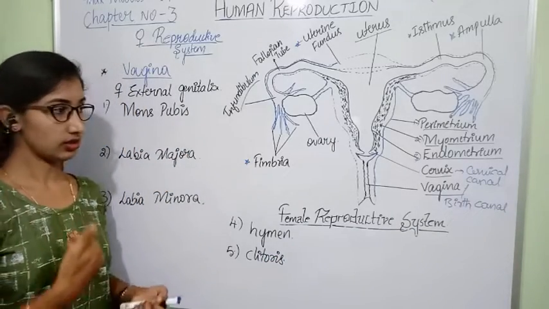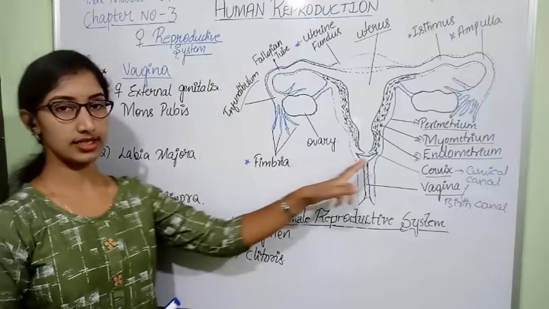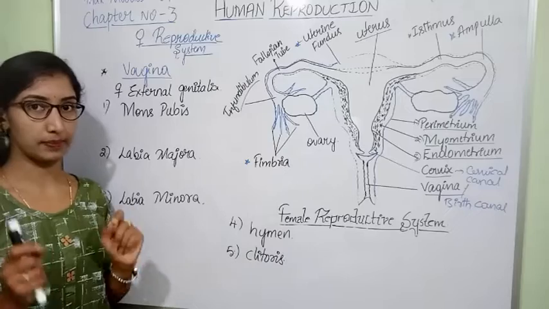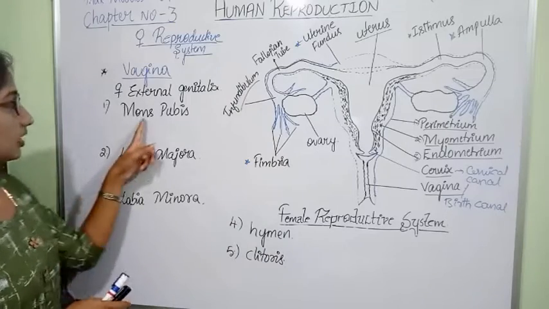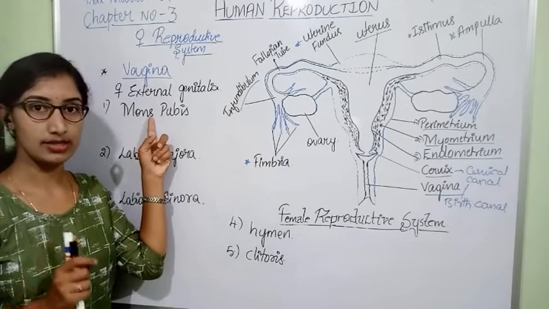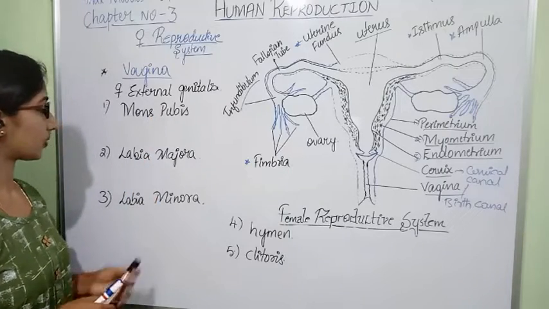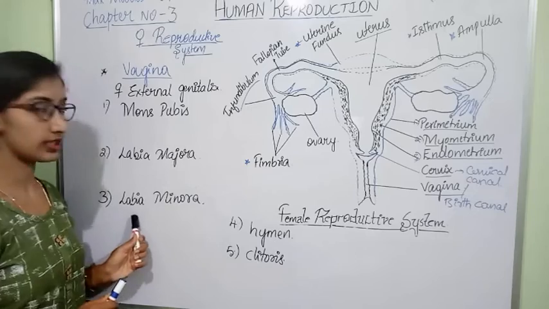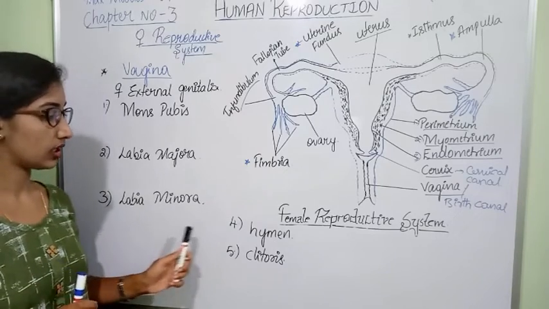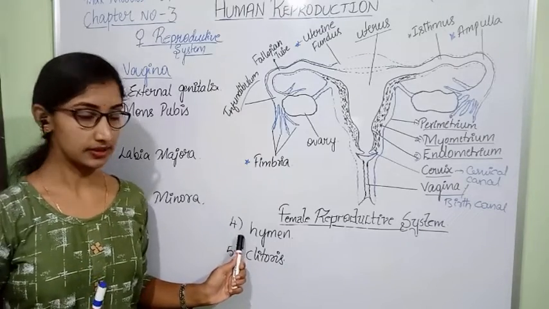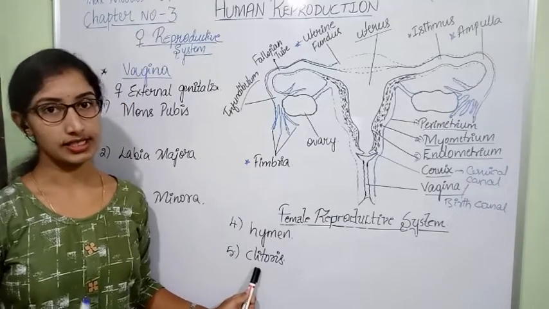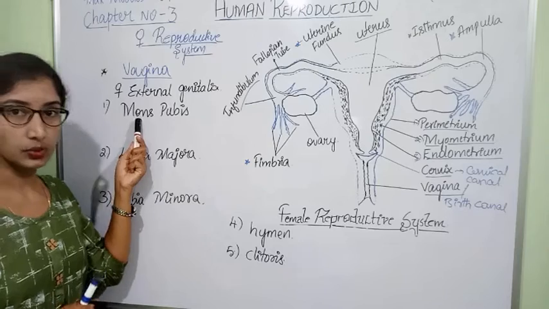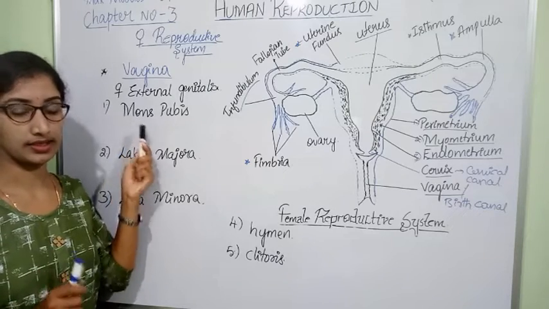The vagina is differentiated into different regions and parts, such as the first part is mons pubis, the second one is labia majora, the third one is labia minora, the fourth one is hymen, and the fifth one is clitoris. Let me discuss one by one. The first one, mons pubis.